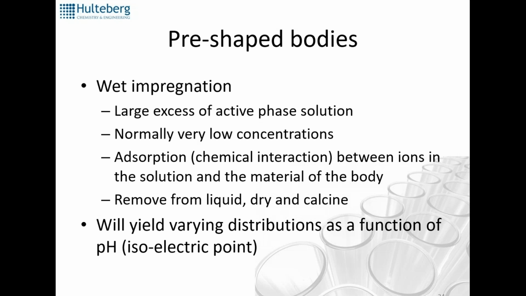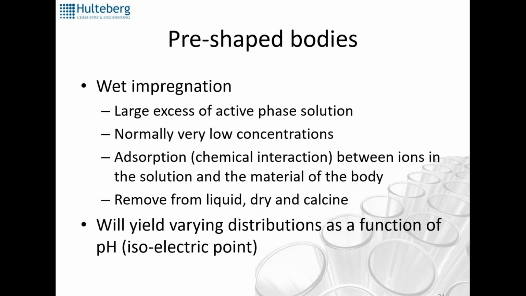And then there's a low concentration of platinum, for instance in this case, that is floating around in this large amount of liquid, and it adsorbs. So there's a chemical interaction between the ions in the solution and the material of the pre-shaped body, and you allow it to equilibrate, and you will find that the platinum or whatever ends up on the material. You remove it from the liquid, you dry the material and you calcine it, and then you have to add some makeup platinum for the next batch that goes in there.